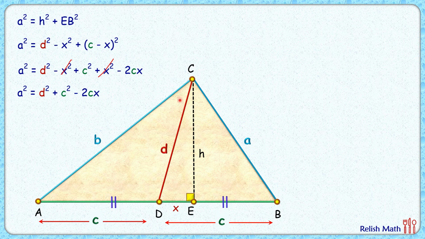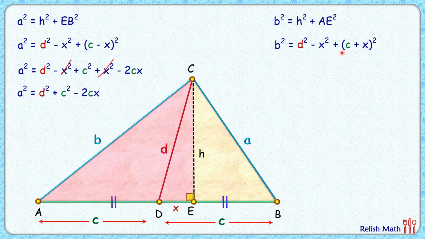For that, let's consider this right angle triangle CEA. So again, applying Pythagoras theorem, we'll get hypotenuse square, that is b square, is h square plus AE square. Now here, if you can recall, h square is nothing but d square minus x square. So replacing it with d square minus x square. AE length, that's c plus x. So this is plus c plus x whole square.